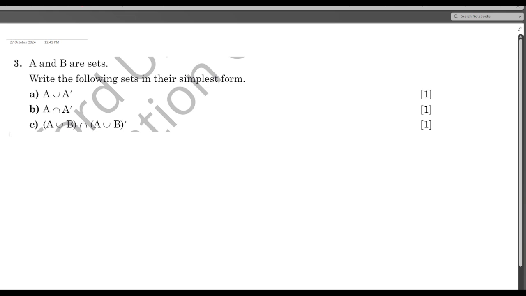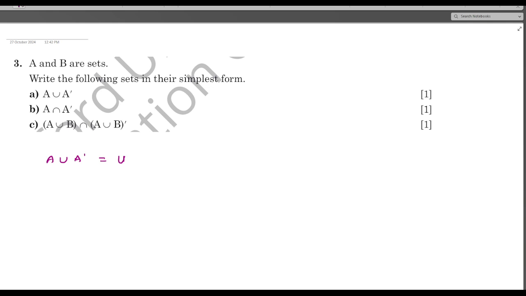A and B are sets. Write the following sets in their simplest form. Now A union A complement. So your A union A complement will include everything from your universal set. The universal set you can also denote with U.